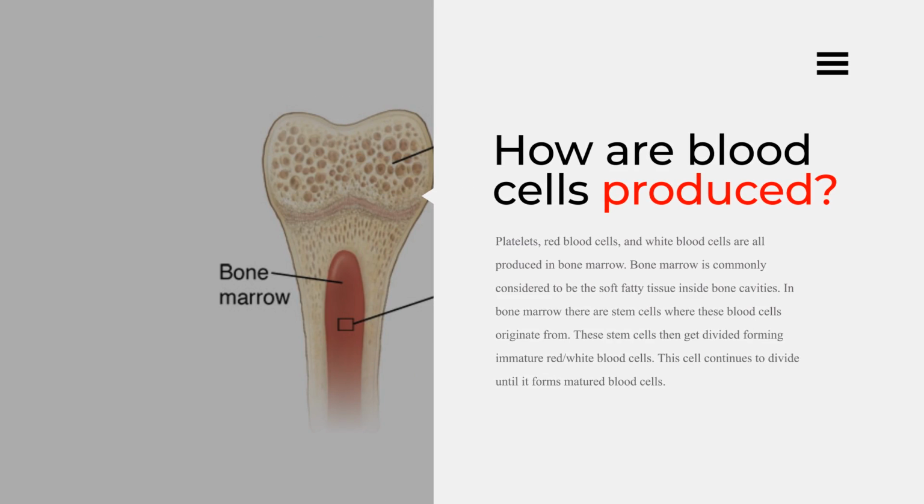Platelets, red blood cells, and white blood cells are all produced in bone marrow. Bone marrow is commonly considered to be the soft fatty tissue inside bone cavities. In bone marrow there are stem cells, where these blood cells originate from. These stem cells then get divided, forming immature red and white blood cells. This cell continues to divide until it forms matured blood cells.